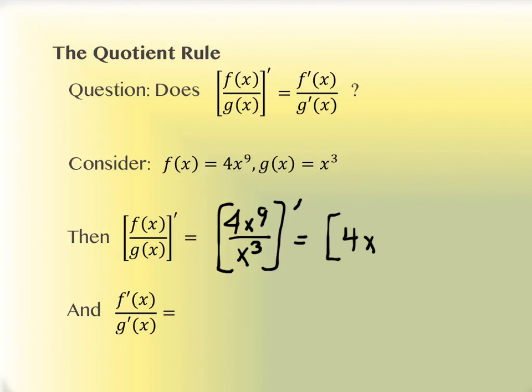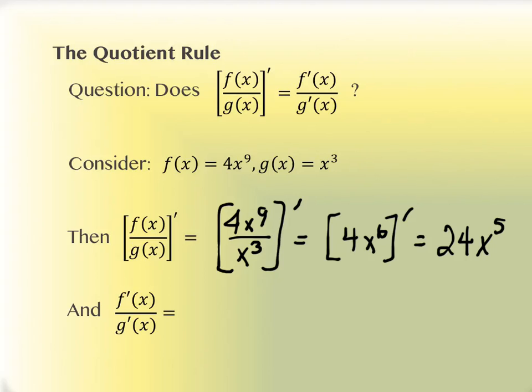4x to the 6th. Okay, and what is the derivative of 4x to the 6th? 24x to the 5th. And that is the correct derivative of this function. That is absolutely 100% correct, because all I did was simplify the algebra first, and then I did the derivative that I know worked. Okay?